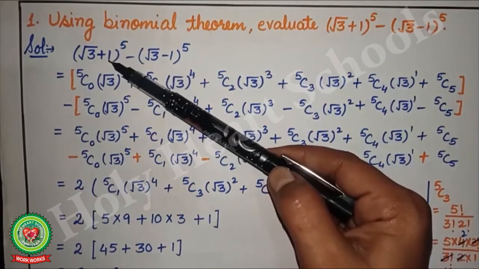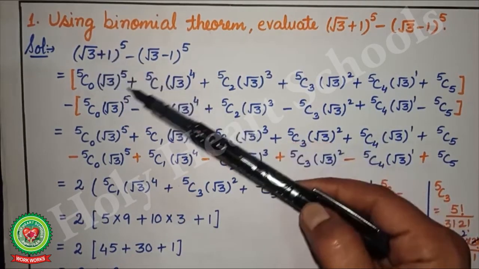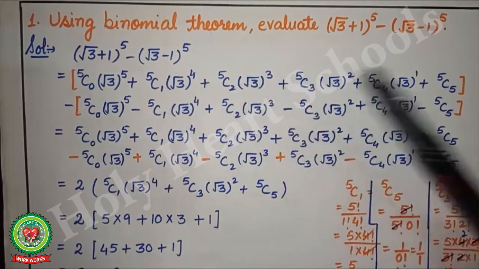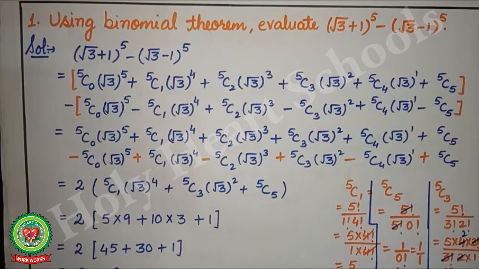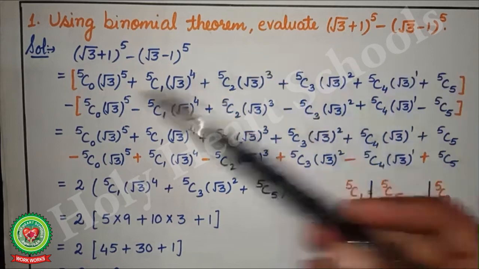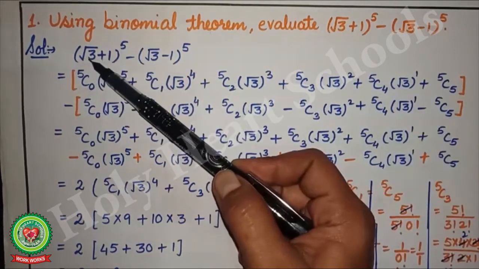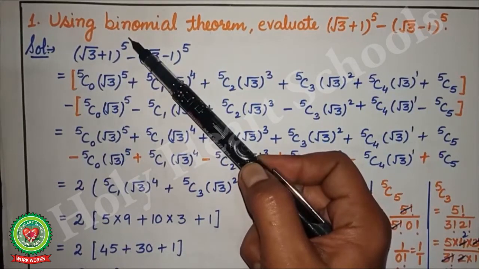Now look at the second term here. Here the second term is 1. As you start writing 1 as the second term, it will not affect anything, because 1 raised to any power is always equal to 1. Then all are having plus sign because it is of the form (a plus b) raised to power n.